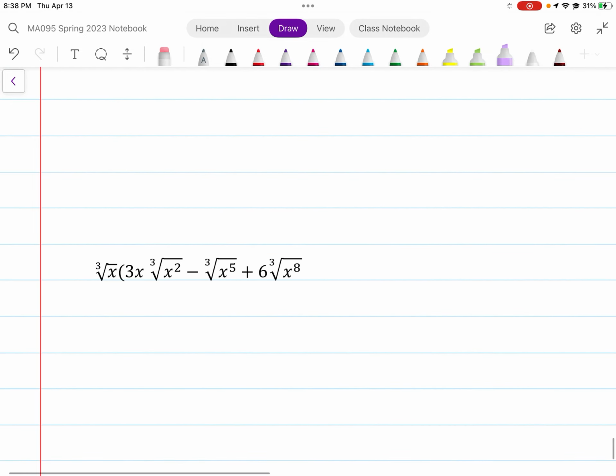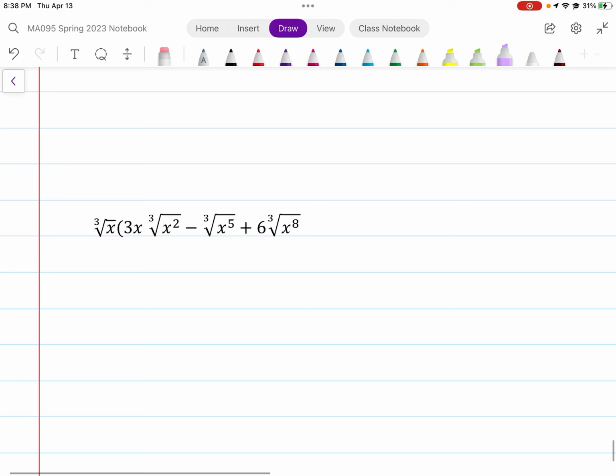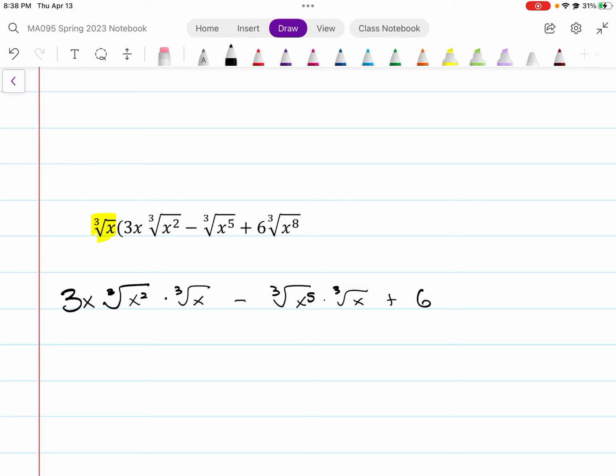All right, let's try, I think this is our last one. All right, so one step at a time. Don't get overwhelmed by the numbers. Just take it, be careful. All right, I'm going to put this last because it doesn't have a number with it. So I'm just going to put it at the end of each one. So I've got 3x cube root of x squared times cube root of x minus, it doesn't really matter what I put first here, but cube root of x to the 5th times cube root of x plus 6 cube root of x to the 8th times cube root of x.